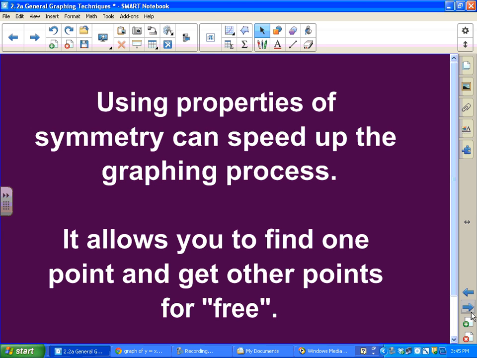So if you know about symmetry, it can actually speed up your graphing process. Symmetry is going to be a shortcut for you. It's going to allow you to find one point, and if you know that one point, then using symmetry, you automatically will know another point. So it's like you get it for free.